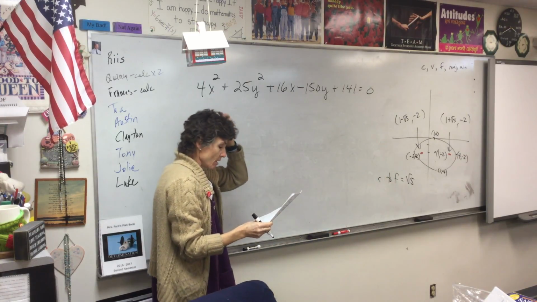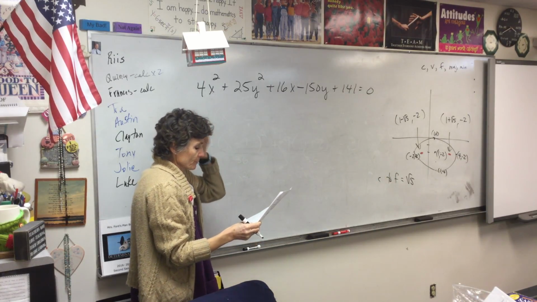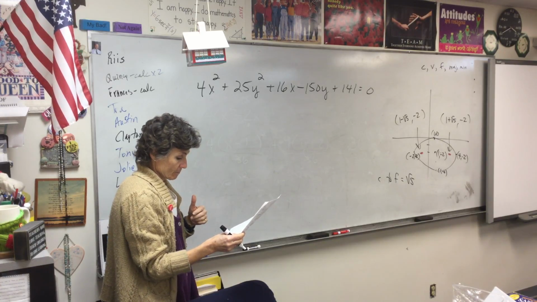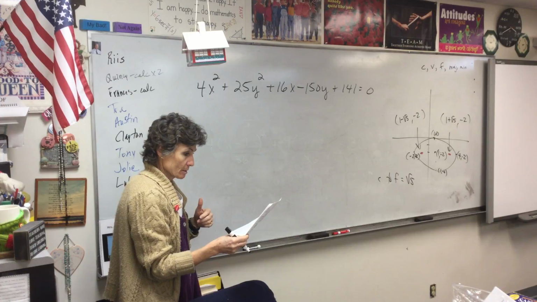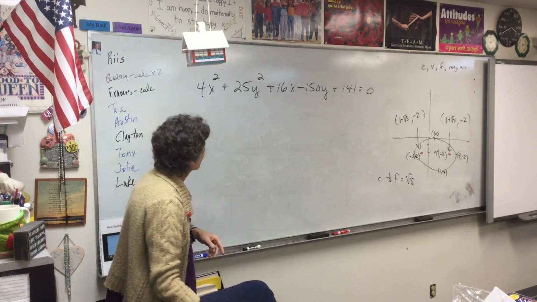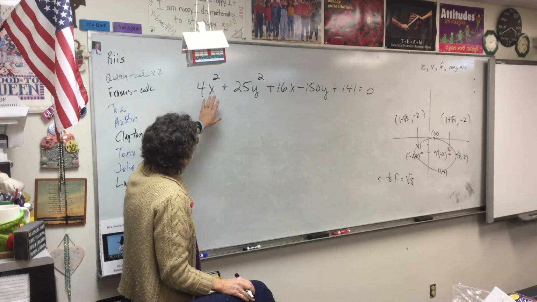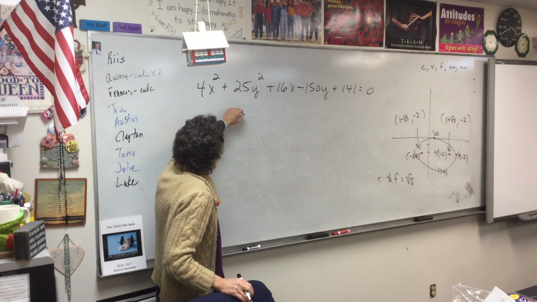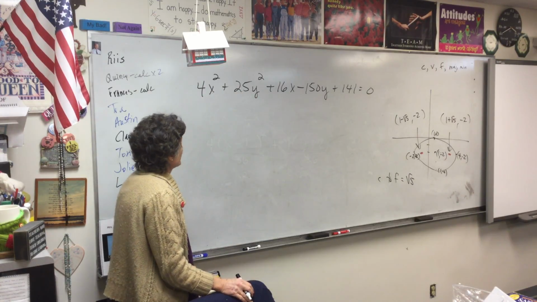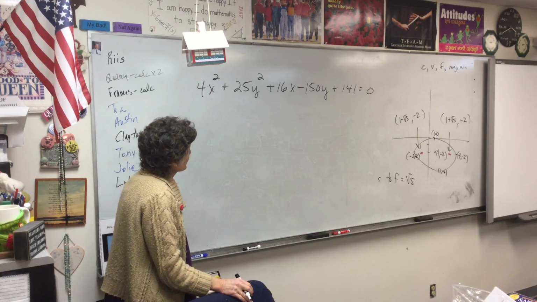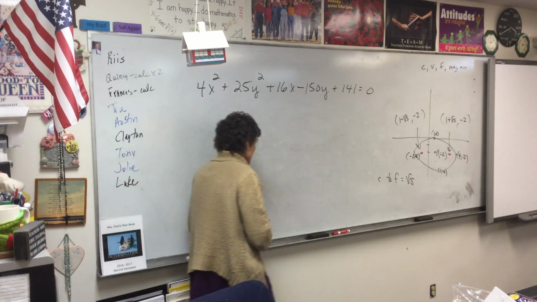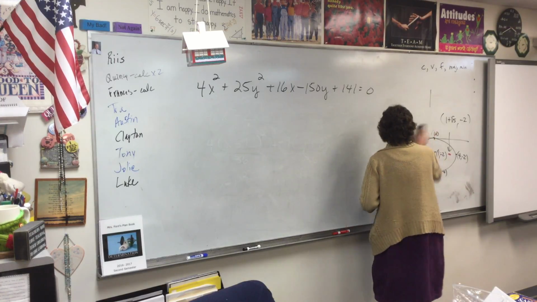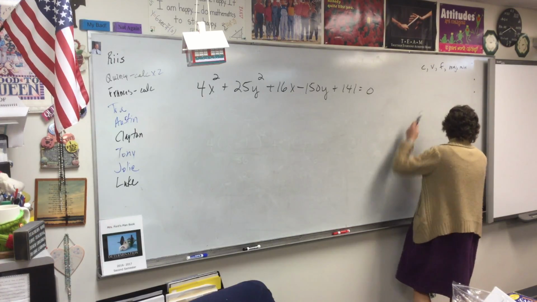Alright, here's our ellipse. And again, we know it's an ellipse because we got 2 squared terms. They're added together, but their coefficients are different. So it's got to be an ellipse. And we want to get it into standard form so that we can find all of that stuff.